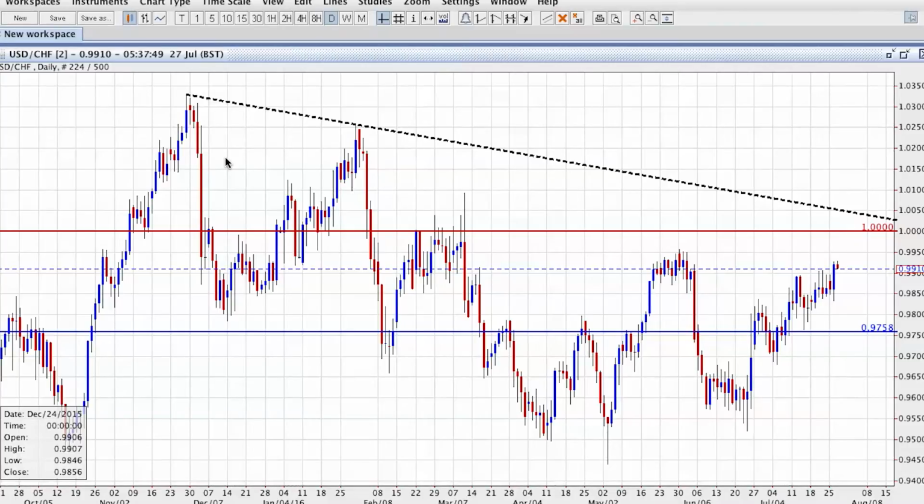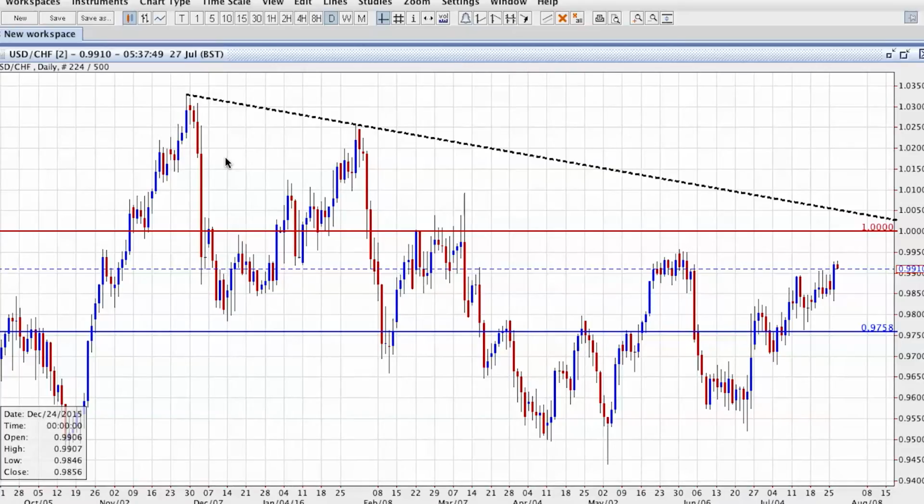So the US dollar Swiss franc, we know it sometimes acts as a proxy or a mirror for the euro US dollar. The euro US dollar has been particularly soft over the last couple of weeks and even months, and now we've seen that the US dollar Swiss franc has really started to strengthen, and it's moving towards the all-important parity. We can see if we can start to change the dynamics on this currency pair.